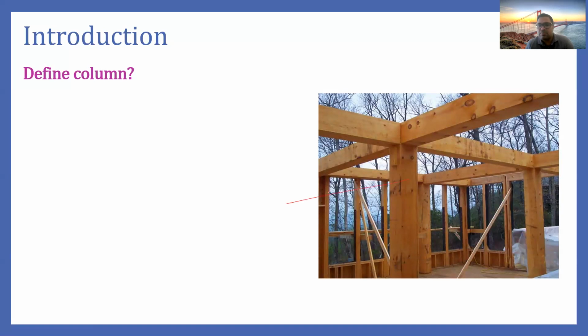Here we are talking about the timber column. Here you can see these horizontal members are beams, and these beams are supported on this vertical member. Because of the load of beam, the vertical member is under compression and therefore known as the column, timber column.